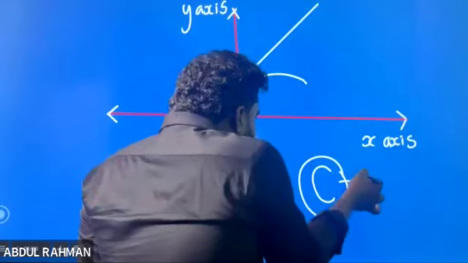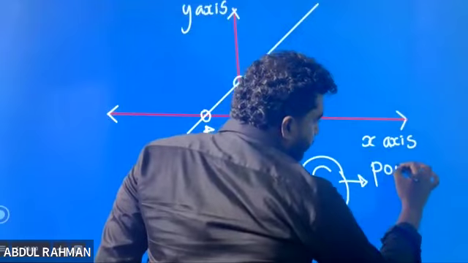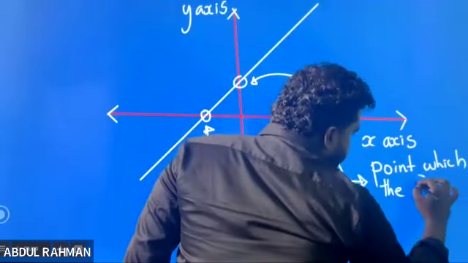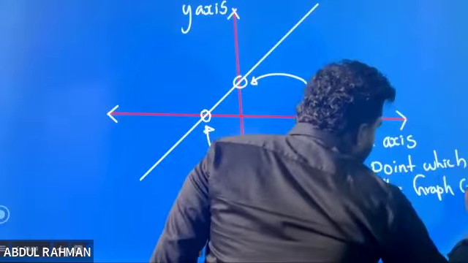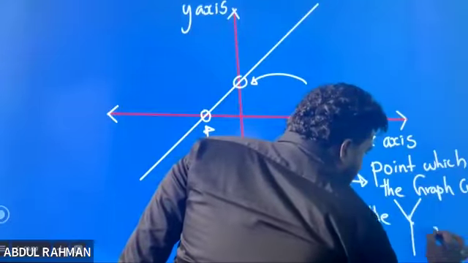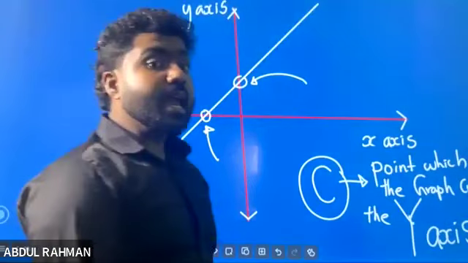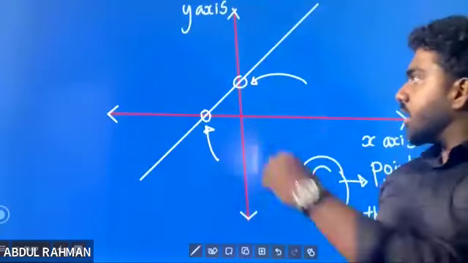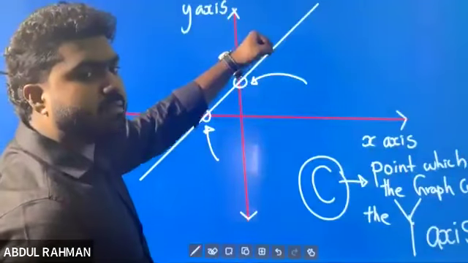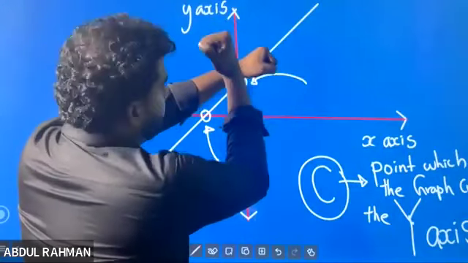The intercept means the point which the graph cuts. I'm writing it way bigger. Y-axis. Which axis? Y-axis. Now I have the graph. This graph is cutting a point in the y-axis. Where is my y-axis? This is my y-axis, right? So it's cutting a point.